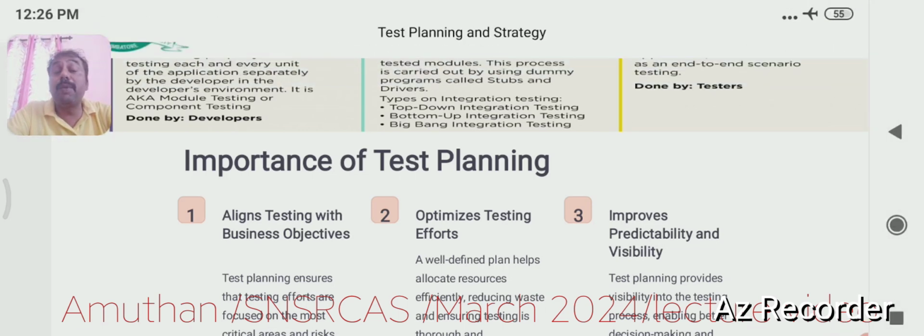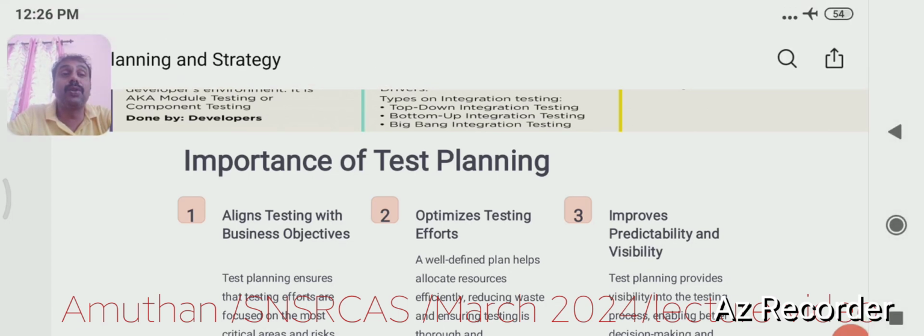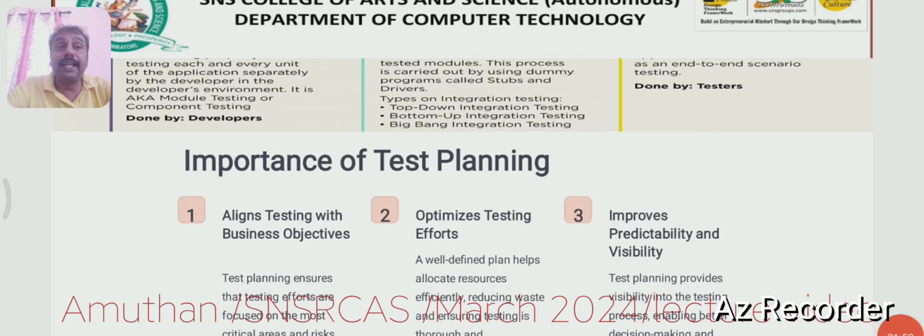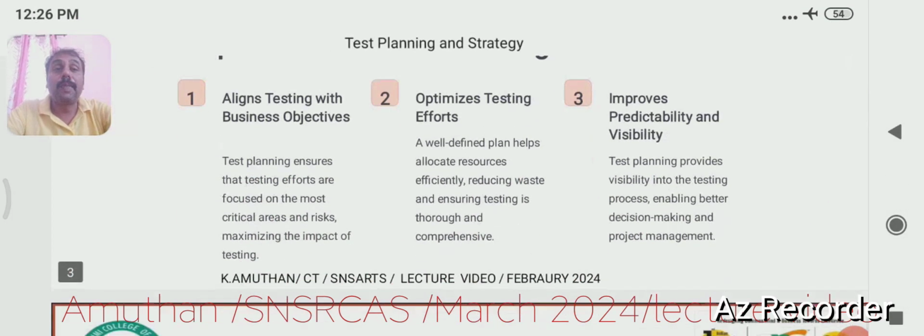Next one is optimizing testing efforts. A well-defined plan helps allocate resources efficiently, reducing waste and ensuring testing is comprehensive. Third one is improve predictability and visibility. Test planning provides visibility into the testing process, enabling better decision making and project management.